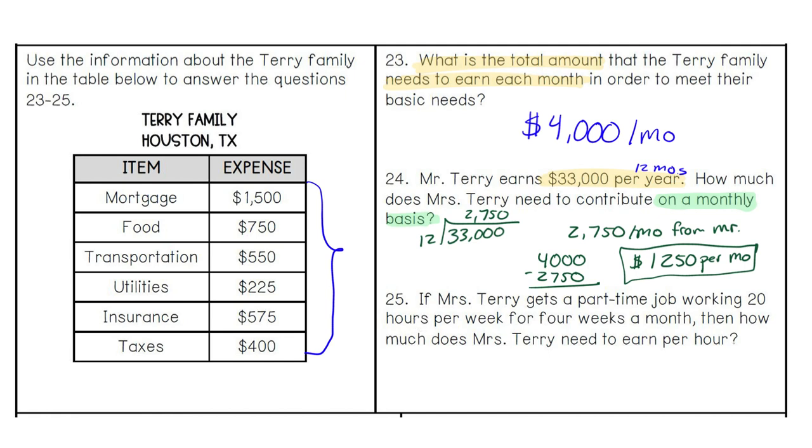This next question takes it one step further, okay? So if Mrs. Terry gets a part-time job, working 20 hours a week for 4 weeks a month, then how much does Mrs. Terry need to make an hour? So let's use the previous question to know what we need to make here. So she needs this $1,250 every month, right? And she is going to work 20 hours per week for 4 weeks.